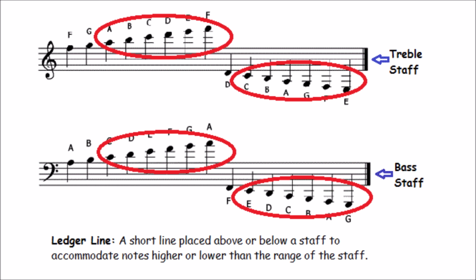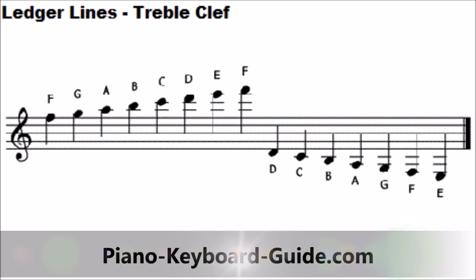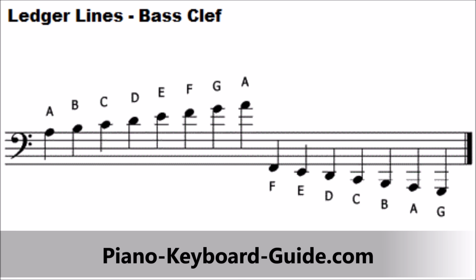Ledger lines, also spelled leger, are short lines placed above and below the staff. They are used to help us extend beyond the range of the staff. Ledger lines: A, B, C, D, E, F. C, B, A, G, F, E. C, D, E, F, G, A. E, D, C, B, A, G.